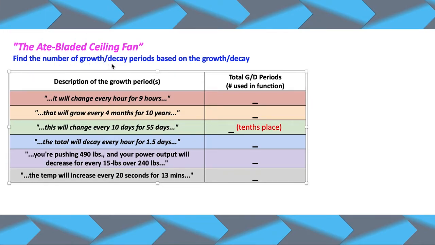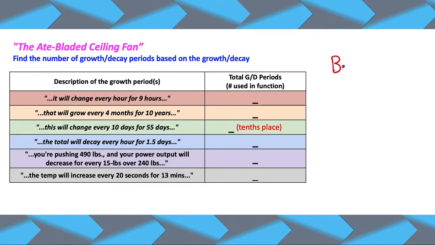Find the number of growth decay periods based on the growth and decay. So basically what we're trying to find is the number. Remember, your basic growth and decay model looks a little something like this. It's your beginning number times your growth factor to the x. We're trying to figure out this number because sometimes the number of growth or decay periods can be tricky.